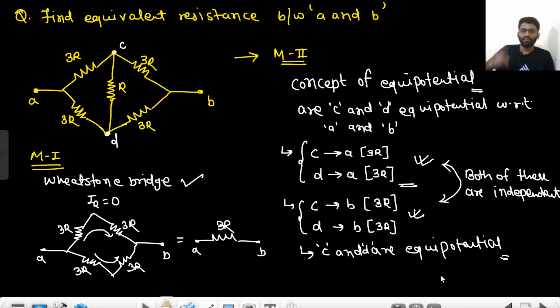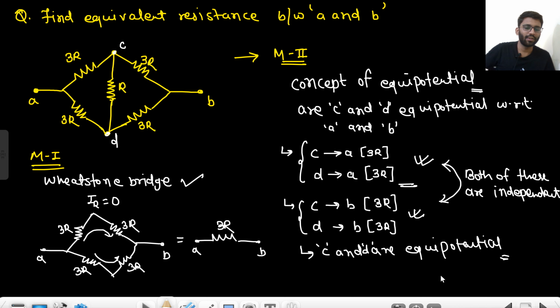First we will pick A. We are going from C to A, 3R resistance, D to A, 3R resistance. Both of them are the same. Good. But hold on, we have to go to B as well. Going from C to B and D to B, both of them are the same. So this is the same, this is the same. These two together don't need to be the same. Separately, these two have to be the same.